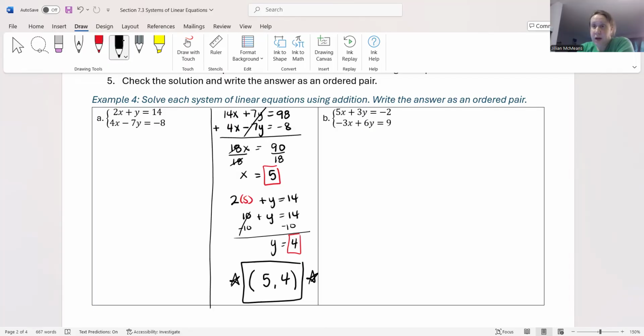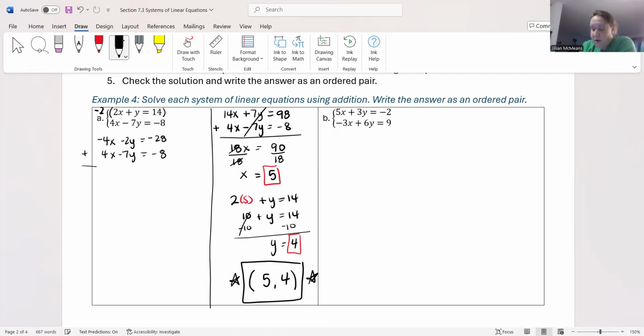If I add these two equations, I want to force it so that the x's have opposite coefficients of each other. That way, when I add them, they'll cancel. So I could take this top equation right here and multiply it by -2. So let's see what happens when we multiply that entire first equation by -2. Well, -2 times 2x is -4x. -2 times y is -2y. -2 times 14 is -28. And then the second equation, I'm going to leave it alone. I get 4x minus 7y equals -8.